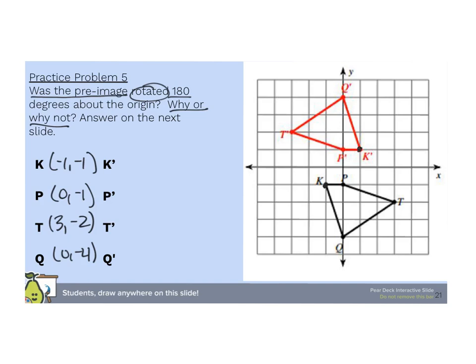Now, if it's a 180-degree rotation, then all of these will be their opposites. So let's look at K prime. It's at 1, 1. So far, it's checking out. P prime is at 0, 1. Opposites so far. T is at -3, 2. Yep, still checking out. And Q is at 0 and +4.